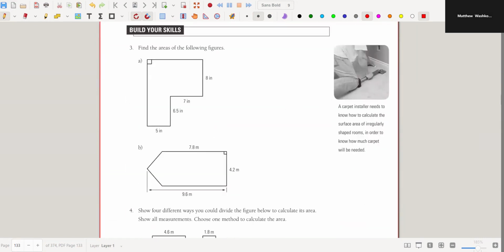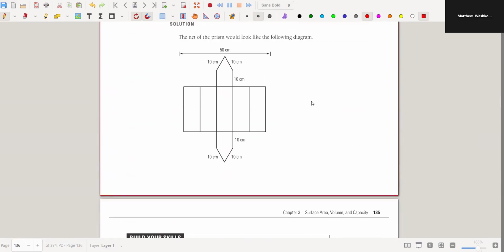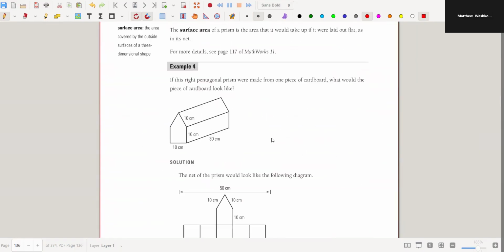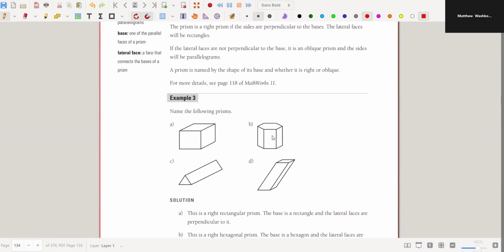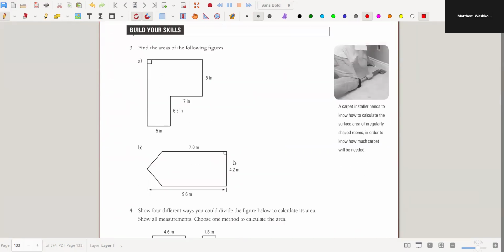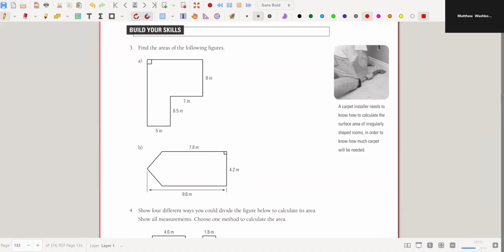So I want you to work on these three. Pause the video, work on them right now. In about 5 seconds, I will have the answers on the screen. I won't walk through them all, I'll just have the answers. So 3, 2, 1, pause, pause, pause.